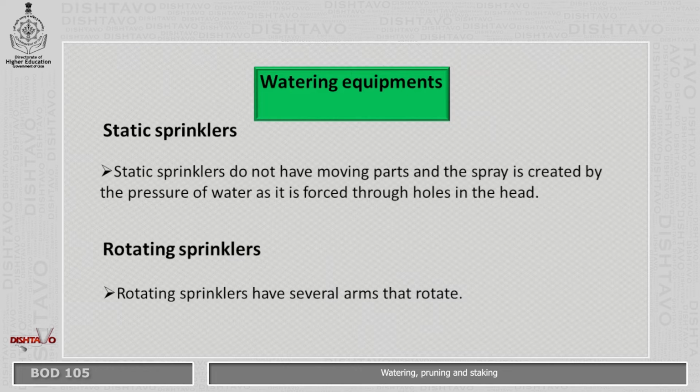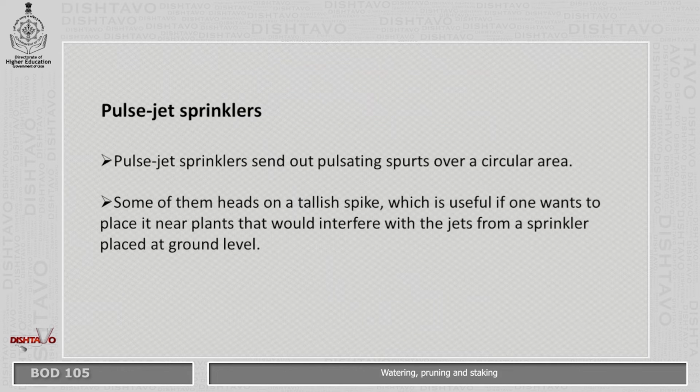Rotating sprinklers. Rotating sprinklers have several arms that rotate. Pulse jet sprinklers. Pulse jet sprinklers send out pulsating spurts over a circular area. Some of them have heads on a tallish spike, which is useful if one wants to place it near plants that would interfere with the jets from a sprinkler placed at ground level.